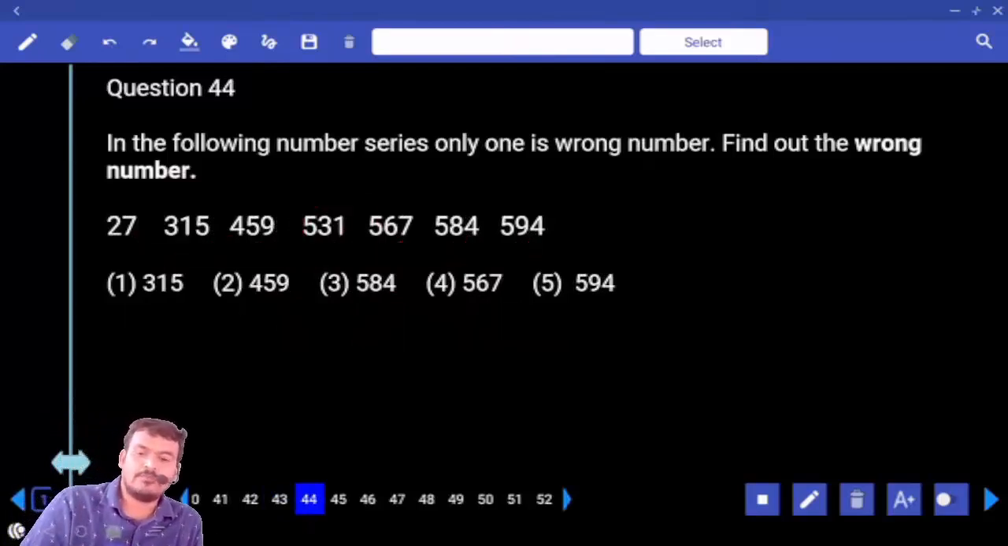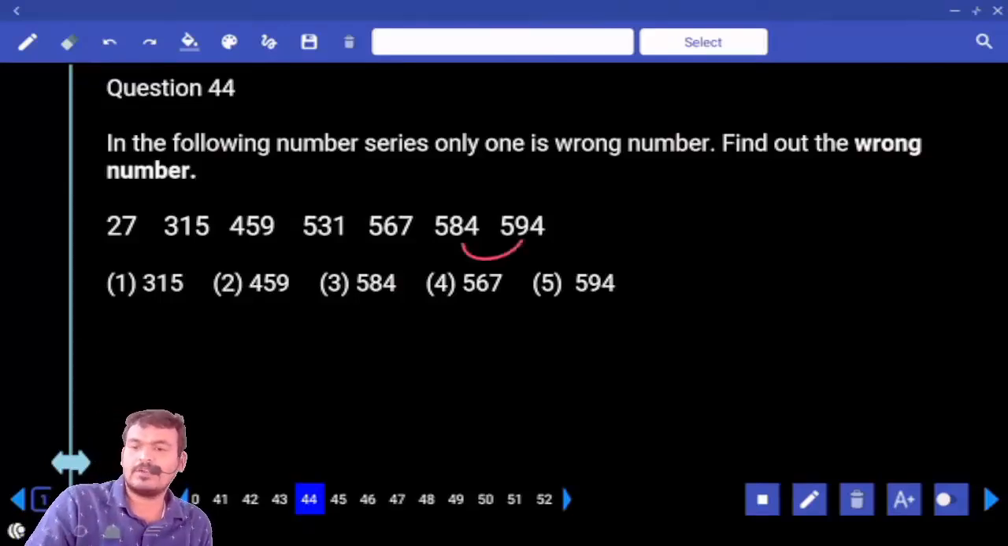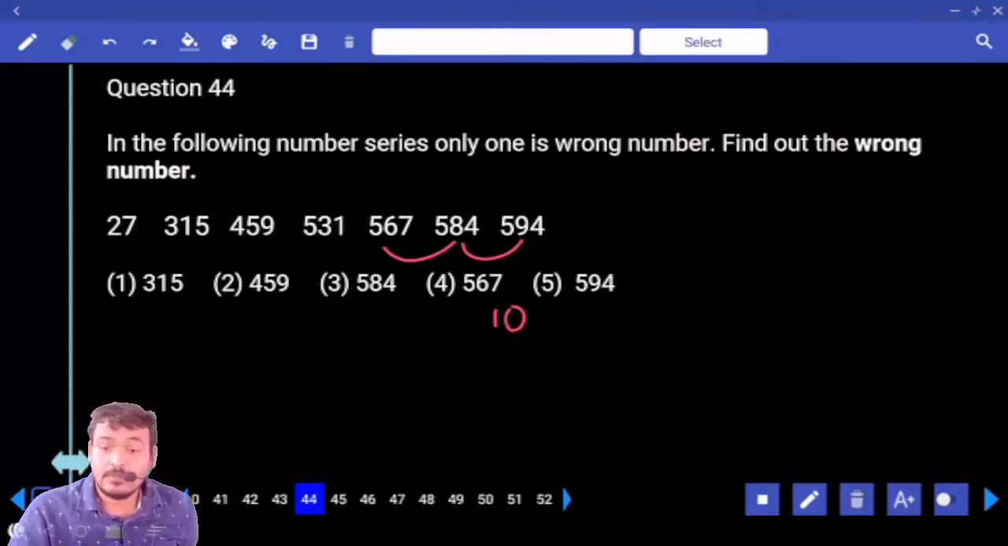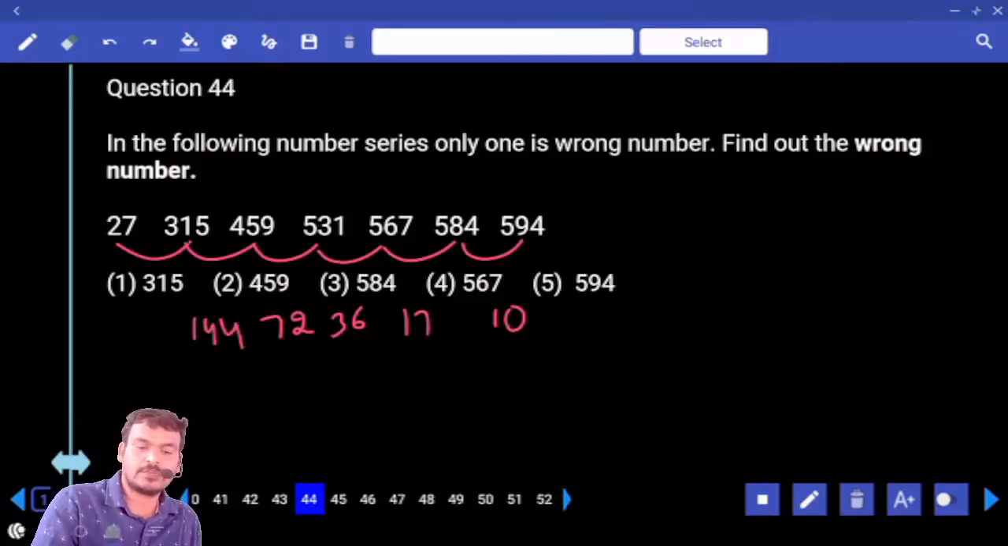27, 315, 459, 539, 567, 584, 594. What is the last one difference? 10. Last 2 second. 17 or not? Next 531 and 567. 36. 459 and 531. 72. Obviously 144. And first one difference 288.